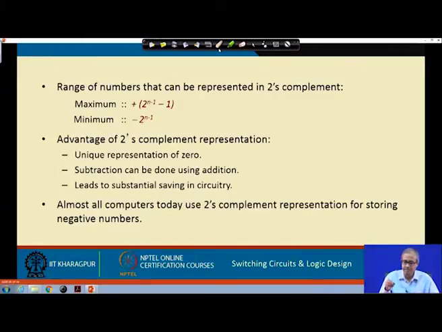So, the first difference is that the range of numbers is increasing by 1. On the minimum side we can represent one extra number, and this is because we have a unique representation of 0. And just like 1's complement, here also we can do subtraction by addition, and as I said, almost all computers today use 2's complement representation. So, when we talk about representing negative numbers today, invariably we shall be talking about 2's complement representation.